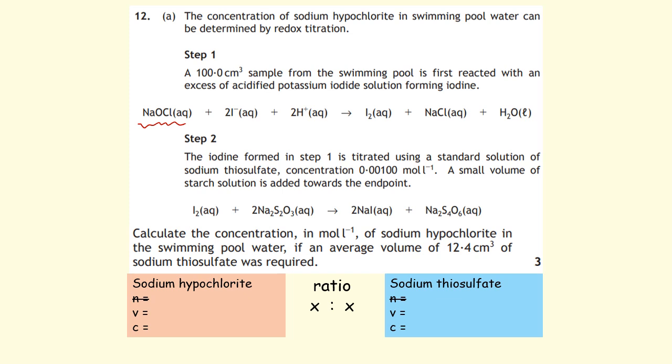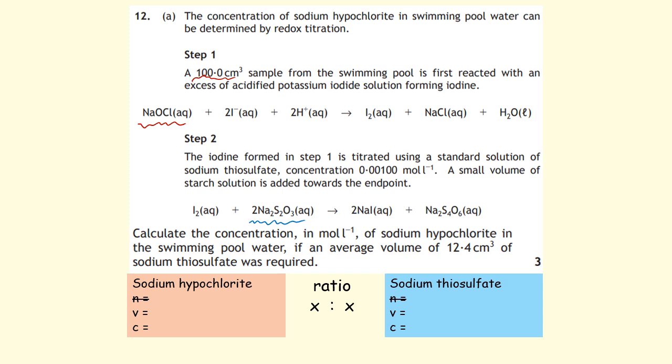Then we're told hypochlorite, we then use a standard volume of thiosulfate. So thiosulfate must be the one in our second equation. And it's that chemical. Okay? So our hypochlorite is in our swimming pool water. So our swimming pool water, that is our volume. We want to know the concentration, which means that's all we need to know. Volume is 100, divide by 1000 gets us 0.1.